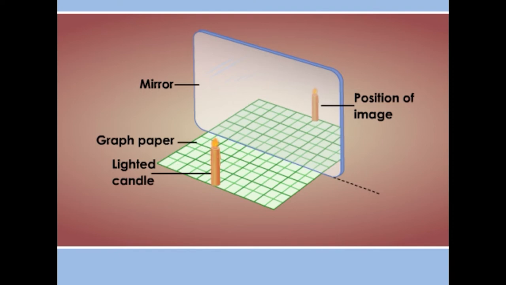Yes, the number of squares on the graph paper between the object and the mirror and between the image and the mirror are the same. Therefore, we can conclude that the distance of the image from the mirror is the same as the distance of the object from the mirror. When a screen is placed behind a mirror, no image is formed on the screen. What is the type of image formed by the plane mirror? So, as what you have learned earlier, it is a virtual image.